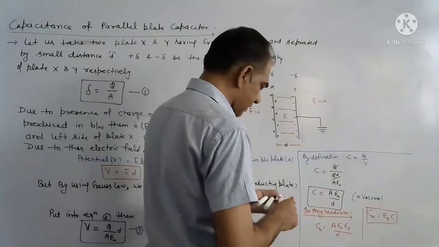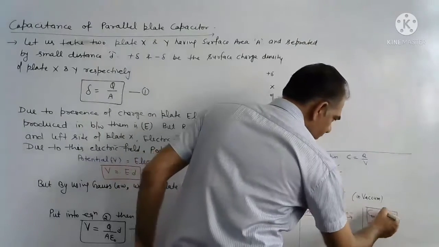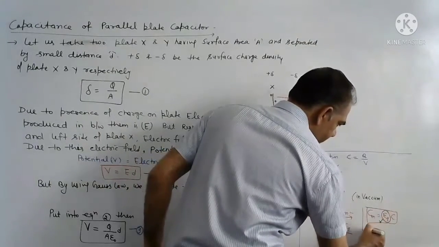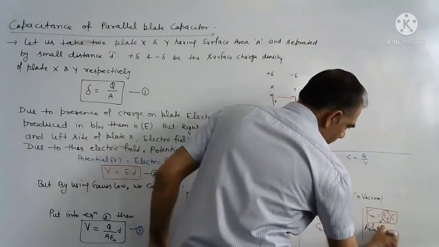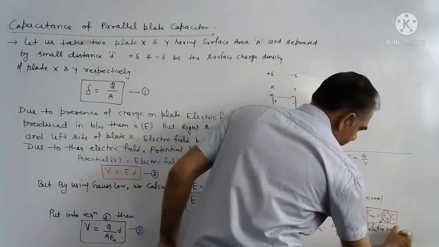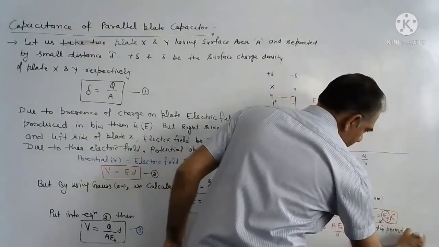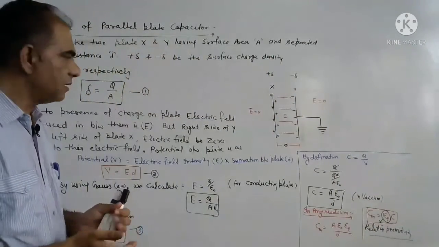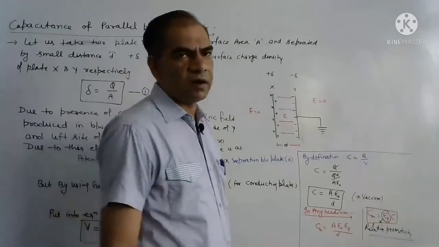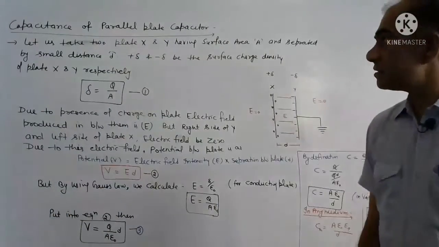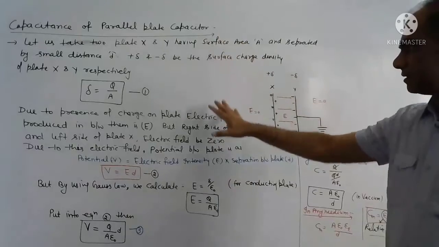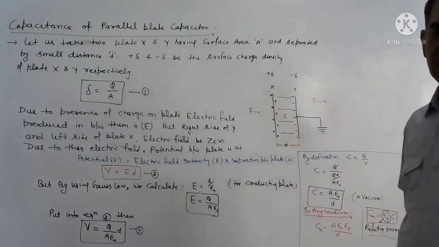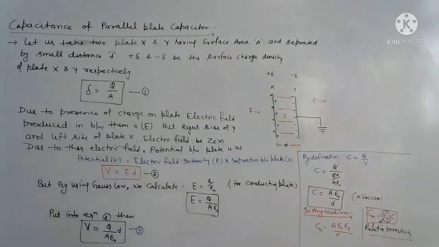So we write here, this is relative permittivity. We already discussed this. This is the topic of capacitance of a parallel plate capacitor. In this way, we can solve this. And this is a very important article. Now we discuss some importance of this topic.